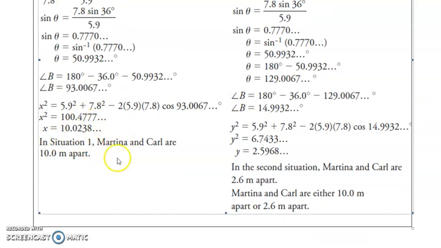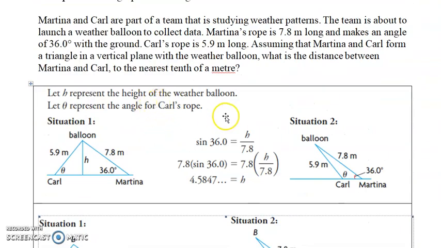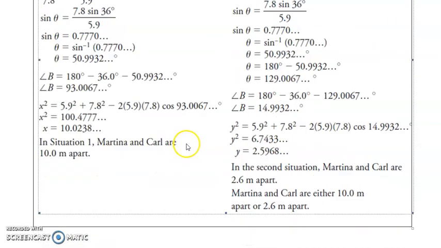Again, that's why there's two scenarios and two possible distances between Martina and Carl. Nowhere in the question did it say that Martina was on the east side of the balloon and Carl on the west. Basically from the diagram, left or right, I guess you could say.